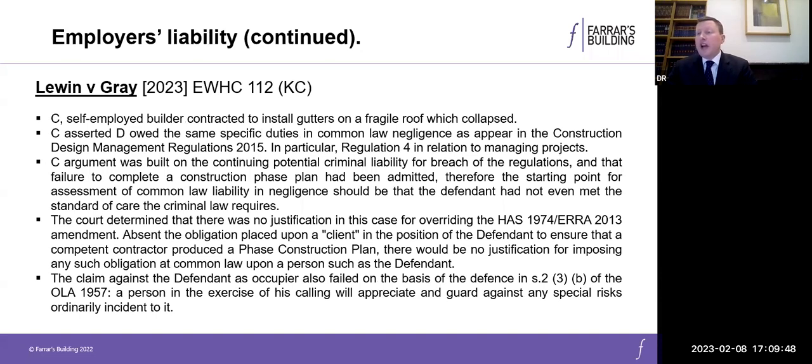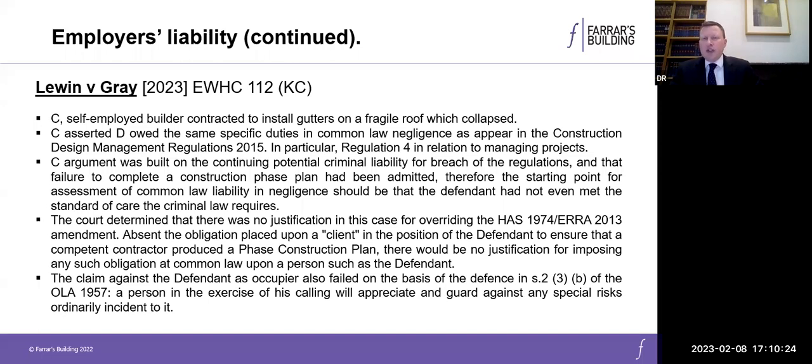And Lewin and Gray, the judgment came out about 2 weeks ago, was another attempt by a claimant to establish negligence as an automatic consequence of there being a breach of a health and safety at work regulation. And the factual background was a case where a self-employed builder had been asked to install some guttering on the fragile roof of a barn on a farm where he'd worked before.